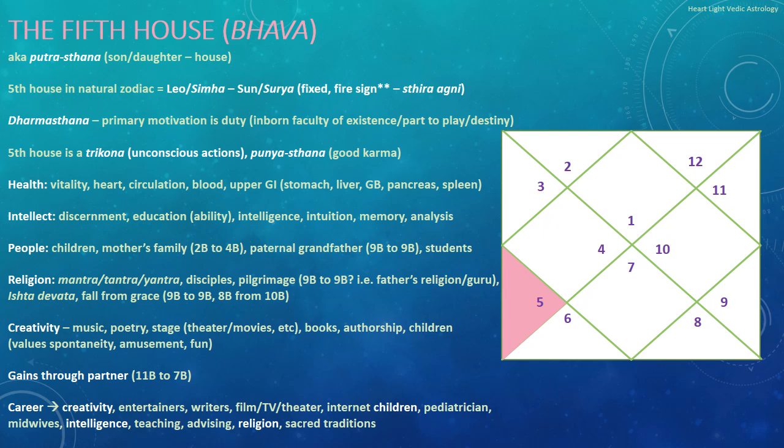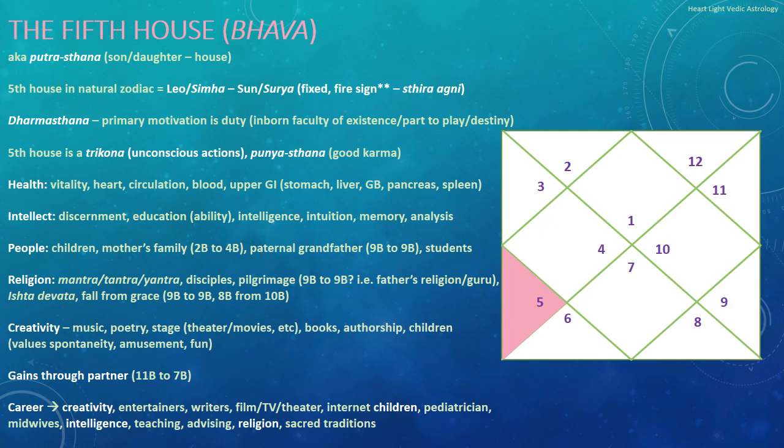Also related to the heart, circulation and blood can be assessed here. And it's also where we look at upper GI function. So things like stomach, liver, gallbladder, pancreas, and spleen. And also, liver and spleen are very important for production of blood. So you can see how some of this stuff is overlapping. Okay, so those are major indications of health related to the fifth house.